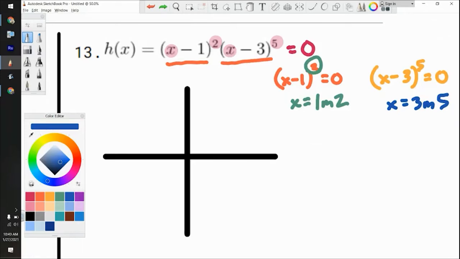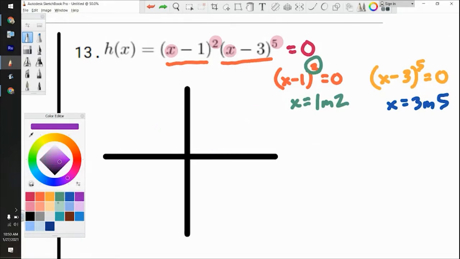Well, only the even multiplicity is going to have the bounce. Just the 1. And the 3 is just going to go through it there, so it's going to cross it. So if you didn't know that already, even multiplicities, it bounces. Even, so 2, 4, 6, 8, and so on, it bounces. And so let's try to graph this out now.